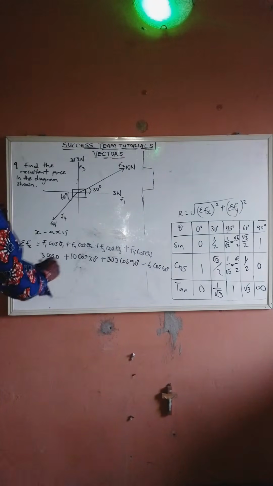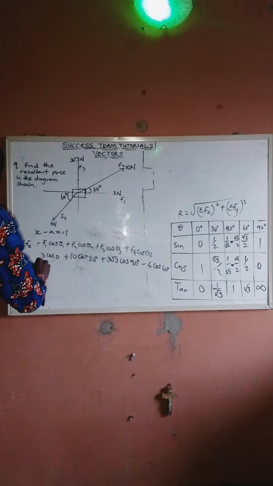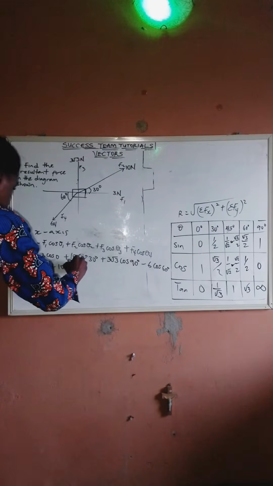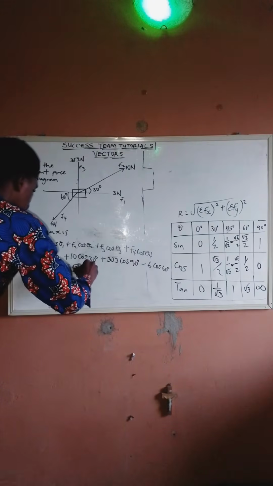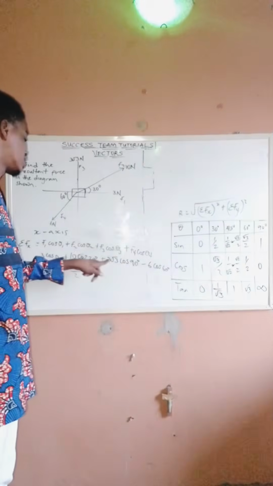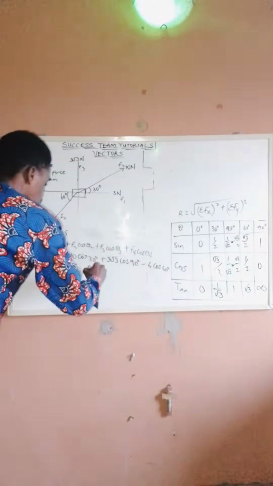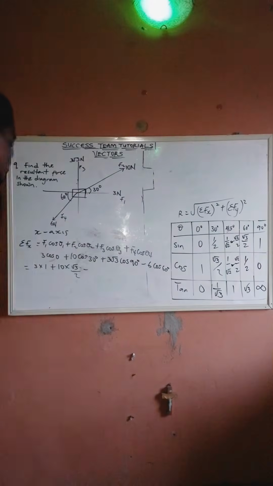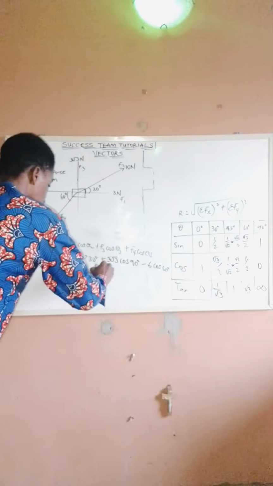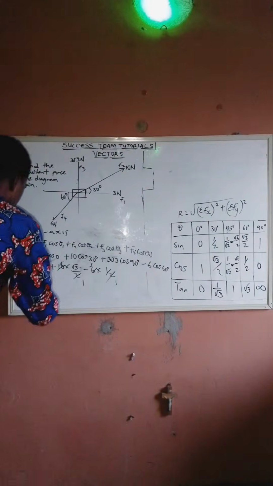So cos 0 is 1. So I have 3 times 1 plus 10 times cos 30, which is root 3 over 2, you can check it to confirm, plus 3 with 2 times cos 90. Cos 90 is 0, so 3 with 2 times 0 is 0. So it's out, I can remove it. Now I'll have minus 6 cos 60. Cos 60 is 1 over 2. So half of 6 is 3. So I'm going to have what?